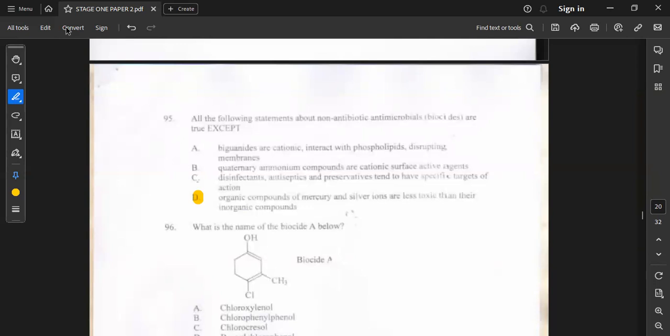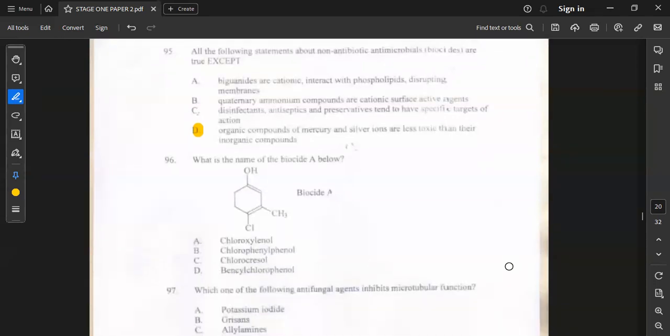If nothing else to be added, we can maybe move to the next question. And it reads, what's the name of the biocide? A below.